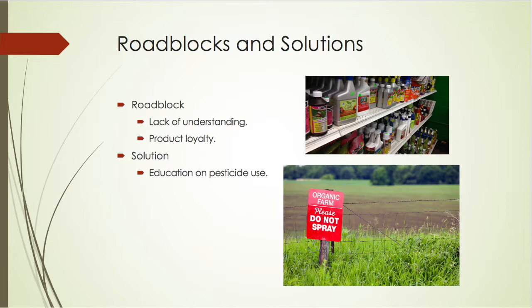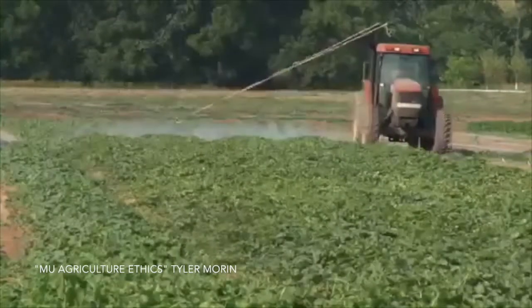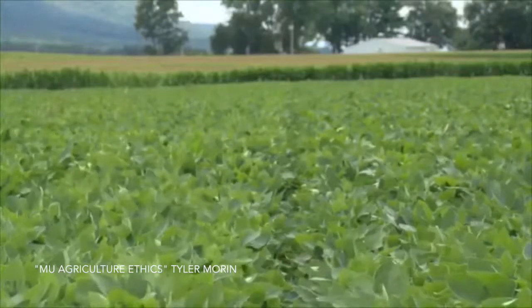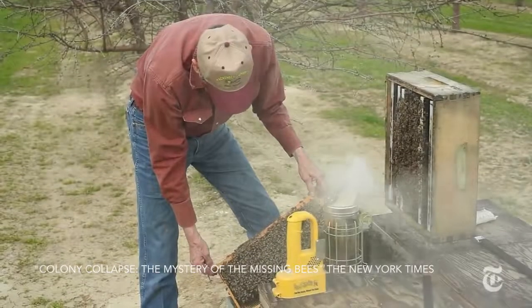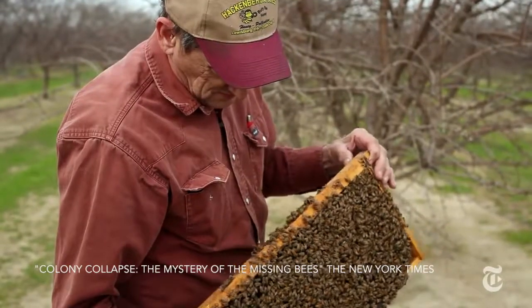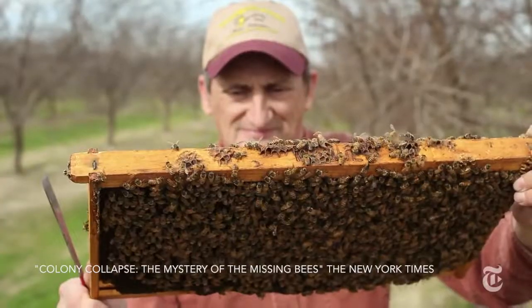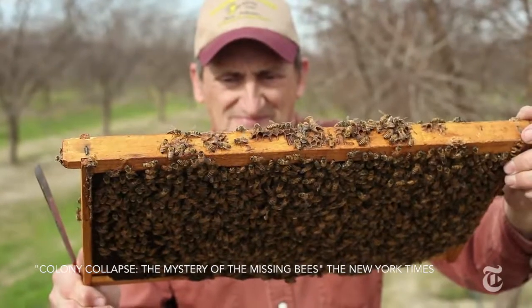Education on pesticide use is important to assure beneficial insects like honeybees are not harmed. Spraying pesticides and fungicides are detrimental to pollinators and the environment. Insecticides are compromising the bees' immune systems and their ability to fight off harmful parasites. This situation is leading to colony collapse disorder.